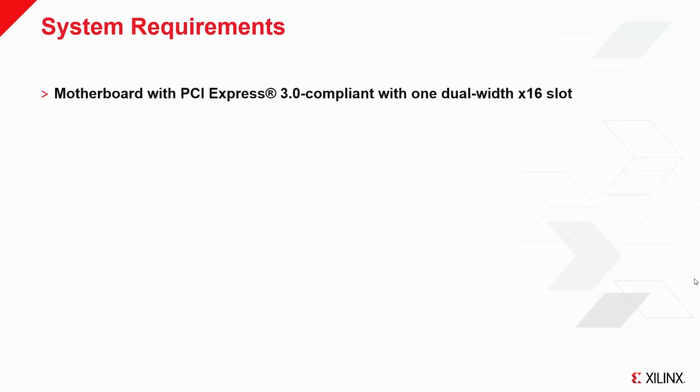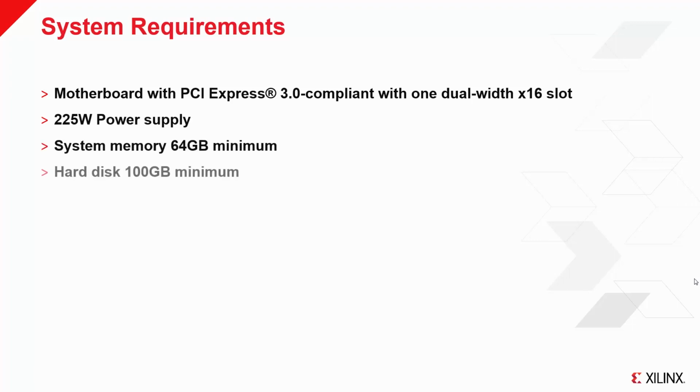Before installing your card, verify you meet the minimum system requirements. You will need a motherboard with dual-width PCI Express 3.0 compliant slot, a power supply with a minimum of 225 watts, at least 64 gigabytes of system memory, and a hard disk with at least 100 gigabytes free. You'll also need internet connection for downloading and installing the software packages.